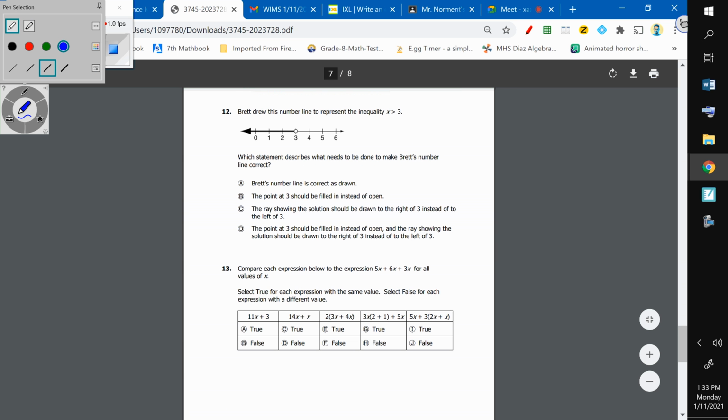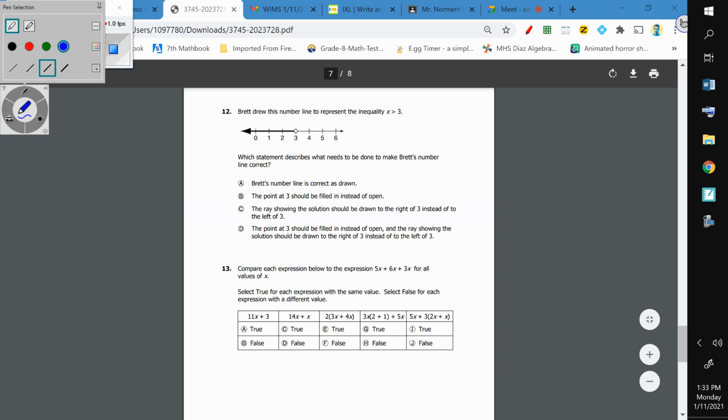Brett drew this number line to represent the inequality x is less than 3. Which statement needs to be done to make this number line correct? A. His number line is already correct. B. The point at 3 should be filled in instead of open. So that means it should be like this. Is that true?